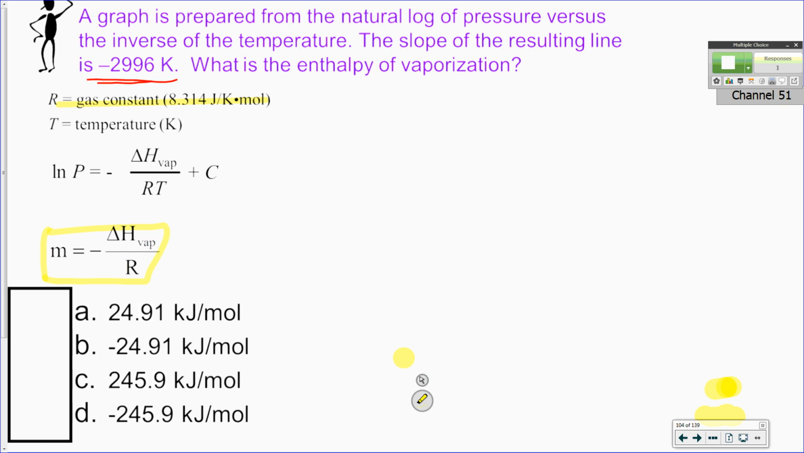Remember what we did on the previous one? It was in joules. We had to convert it to kilojoules, because the units of R are joules. All of these answers are in kilojoules.